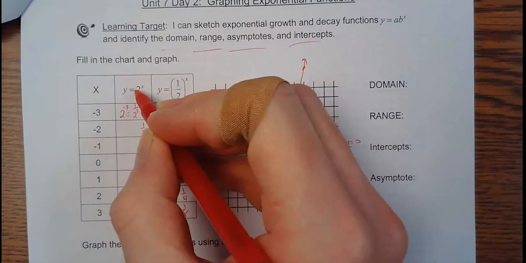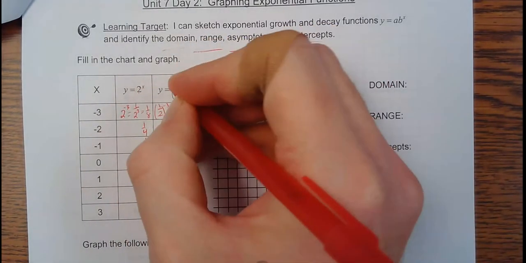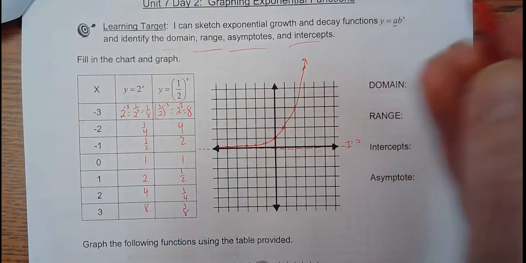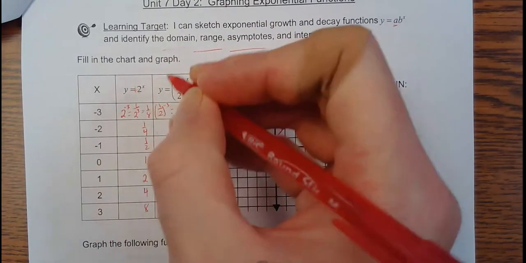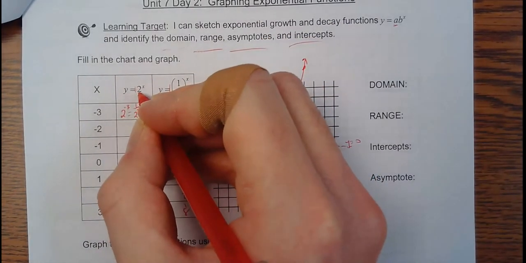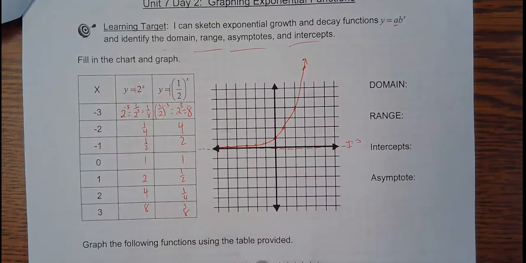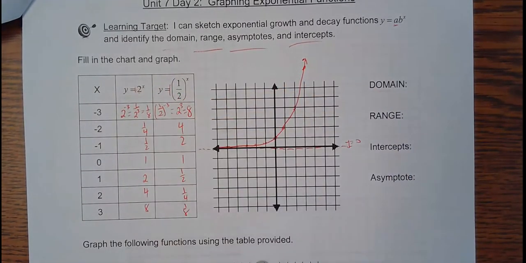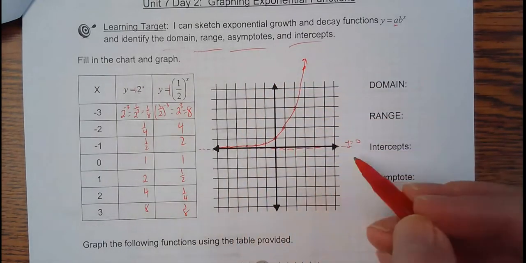If you remember from yesterday, both of them have y equals a b to the x. The a on both of these is a 1, because this is 1 times 2 to the x, and this is 1 times 1/2 to the x. So the growth factor here is a 2, which means you're doubling every time. So that's growth. It's going up, up, up. This is a 1/2 growth factor, less than 1. That means it's decay. So this one's going to be going down to the right.